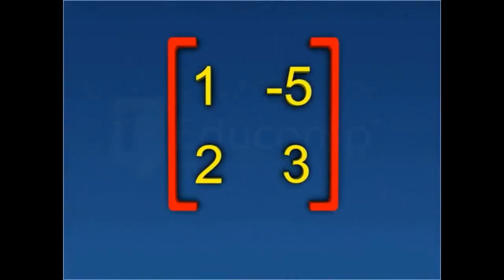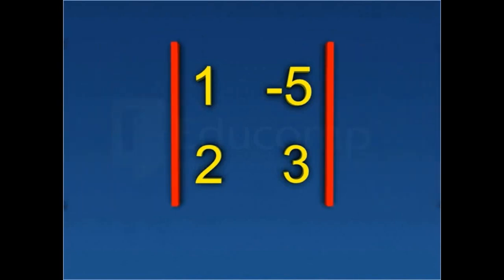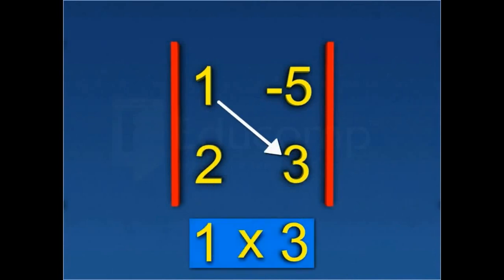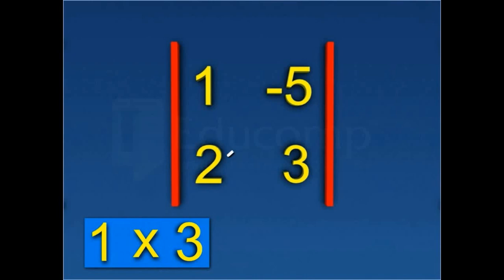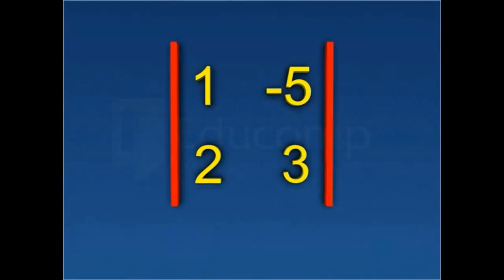Consider a 2 by 2 matrix. We need to find its determinant. First, write the square arrangement of numbers between two vertical lines. Now make the diagonal from top to bottom and find the product of the numbers along this diagonal. Similarly, make the diagonal from the bottom to top and find the product of the numbers along this diagonal. Now, subtract the two products. The difference represents the value of the determinant.